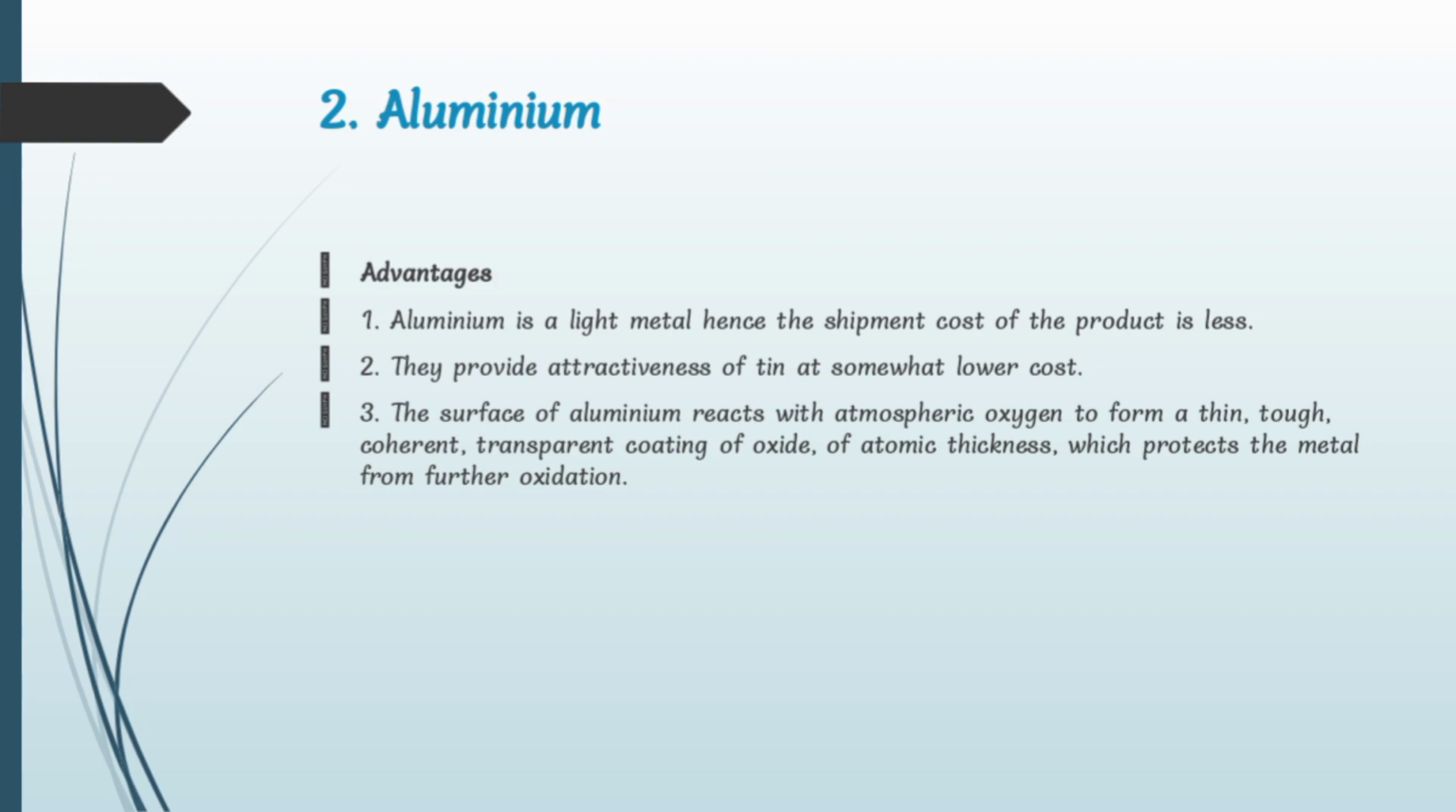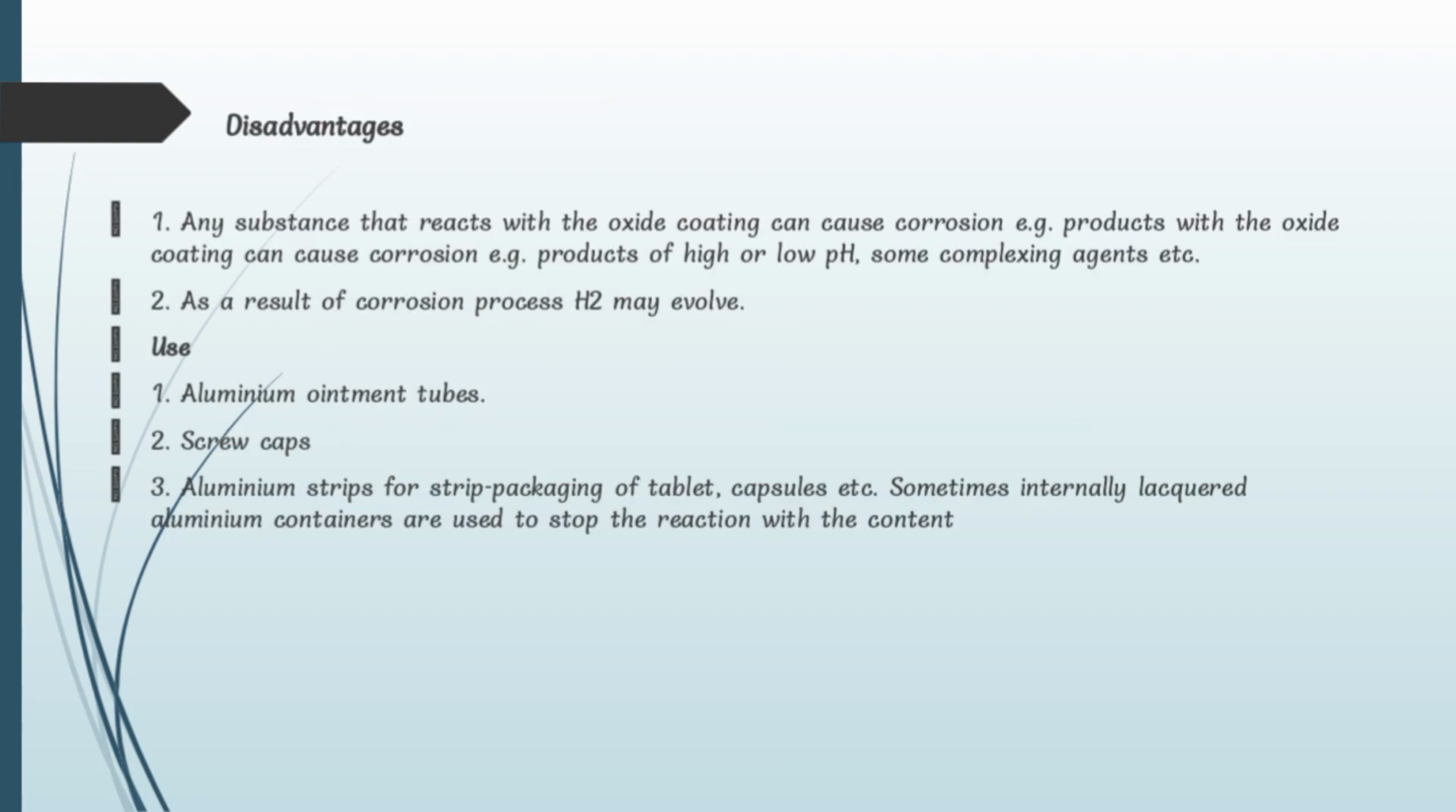Next is aluminium. We will see the advantages of aluminium. Aluminium is a light metal, hence the shipment cost of the product is less. It provides the attractiveness of tin at somewhat lower cost. The surface of aluminium reacts with atmospheric oxygen to form a thin, tough, coherent, transparent coating of oxide of atomic thickness, which protects the metal from further oxidation.